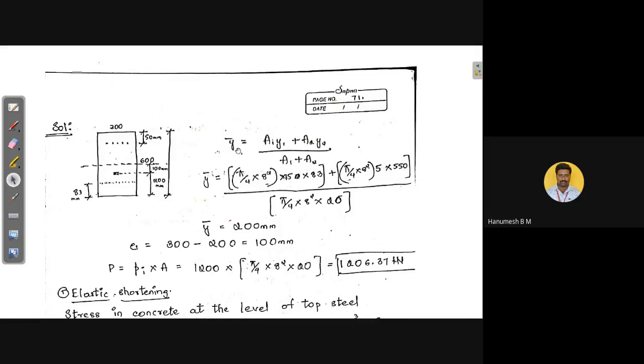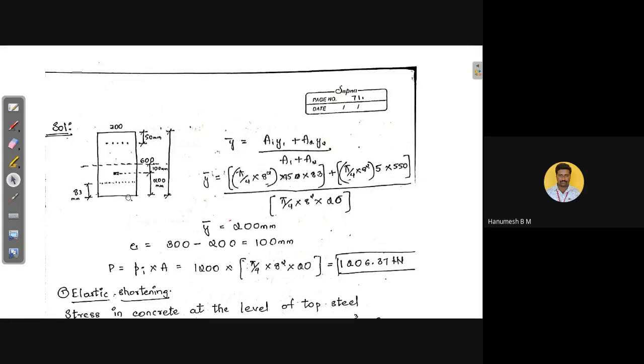But what you have calculated here, that is y bar is equal to a1 y1 plus a2 y2 divided by a1 plus a2. Here I will take the wires at the bottom, at the soffit of the beam, as a1 y1, and the wires at the top level I will take as a2 y2. A1 is the area of the steel at the bottom fiber, pi d square by 4. How many wires are there? 15 wires. Pi d square by 4 into 15.